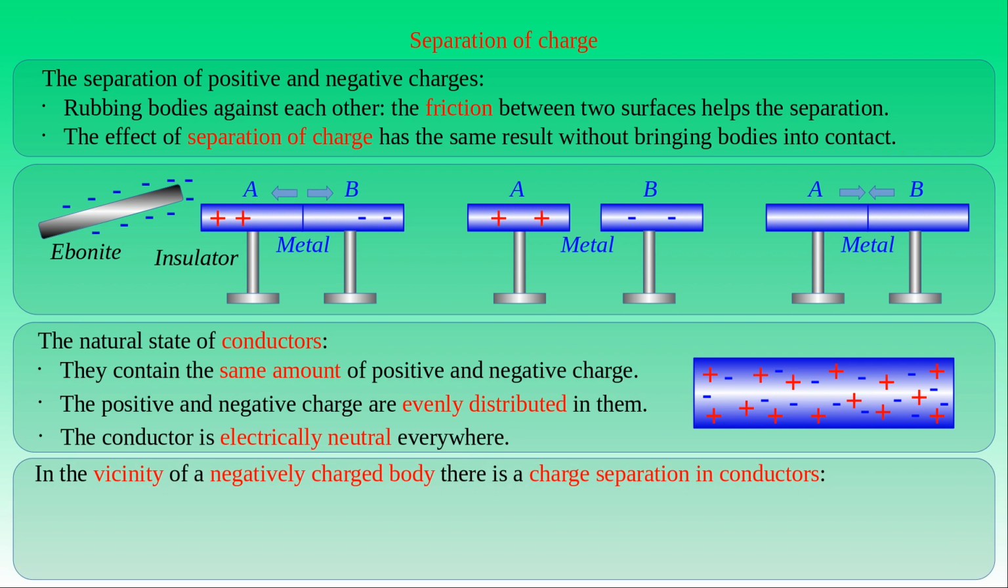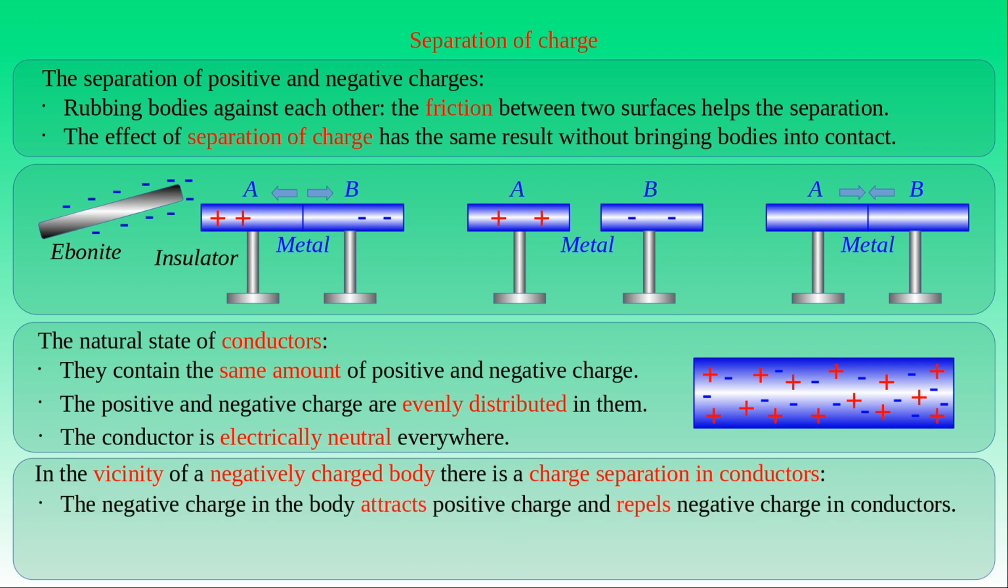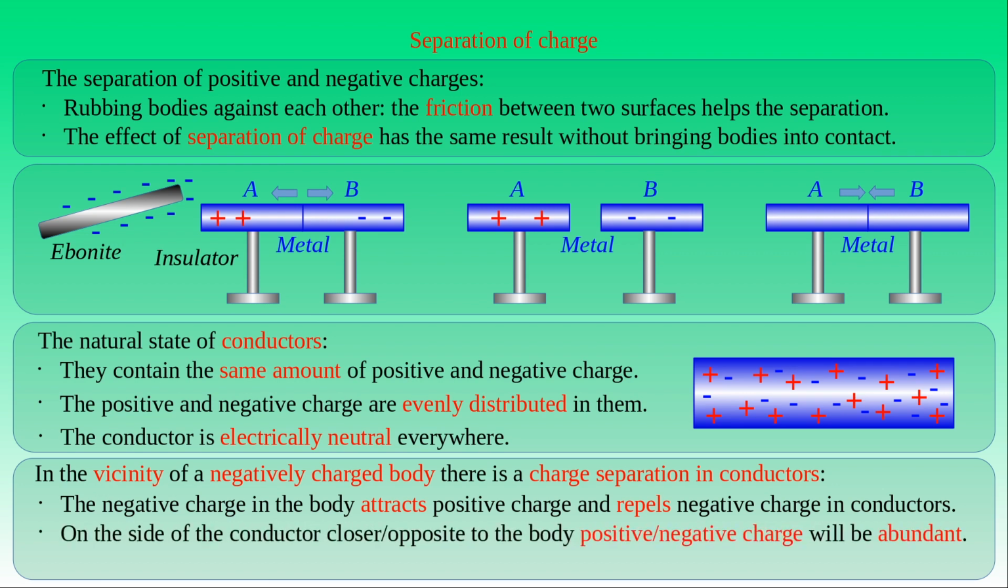If a body near the conductor has negative charge, then this charge attracts the positive charge and repels the negative one in the conductor. In the part of conducting material that is close to the negatively charged body, the positive charge will be abundant. On the opposite side of the conductor, there will be an excess in the negative charge. This is the effect of the charge separation in a conductor.